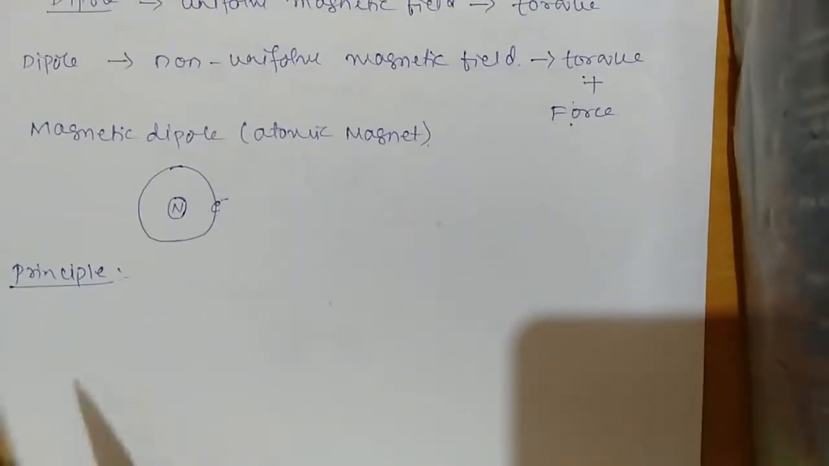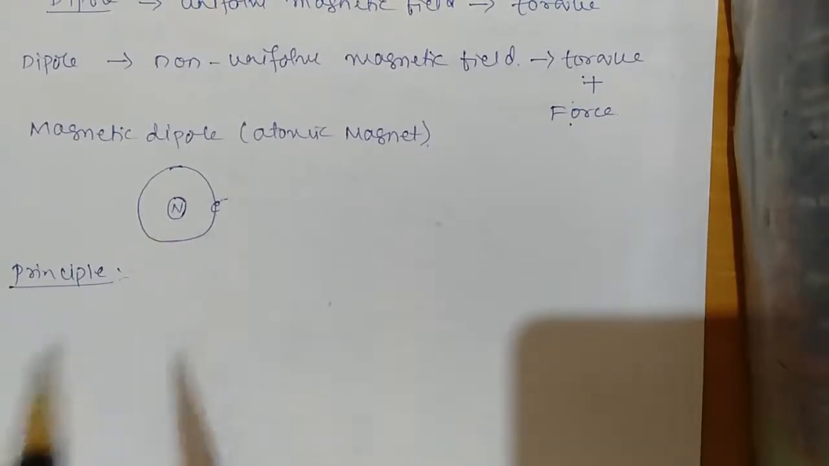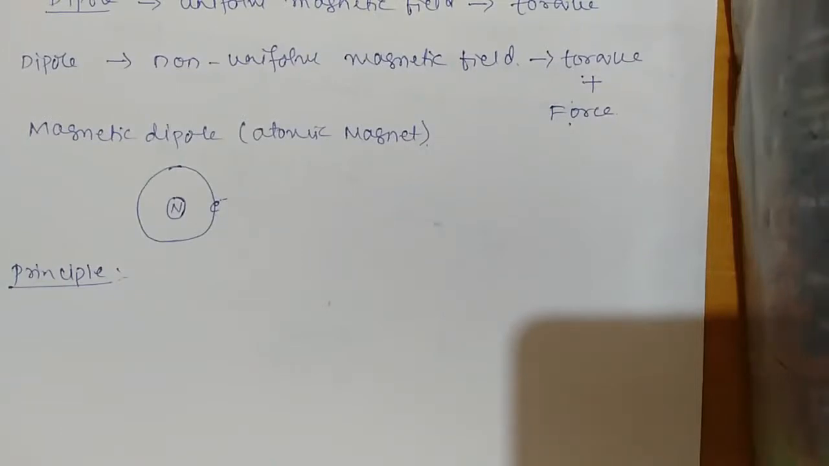Okay, so got it, students? Whenever we have a magnetic dipole placed in a non-uniform magnetic field, the dipole will experience a translatory force and it will get deviated from its rectilinear path, or its straight path.